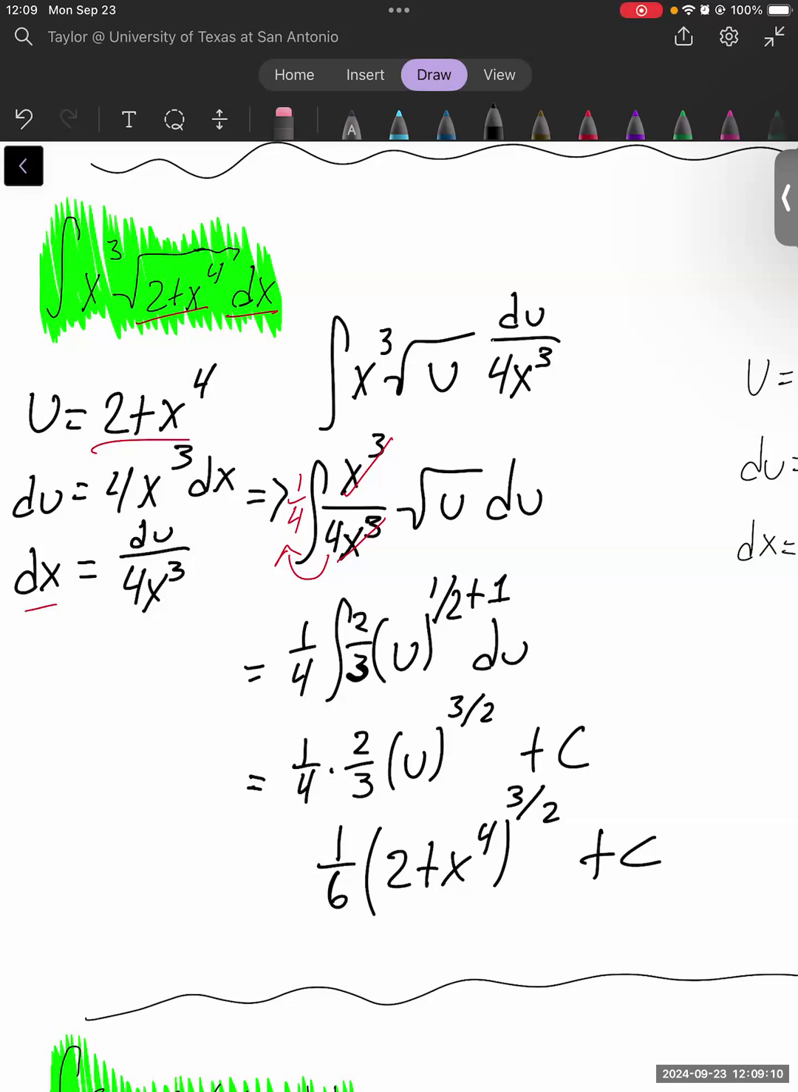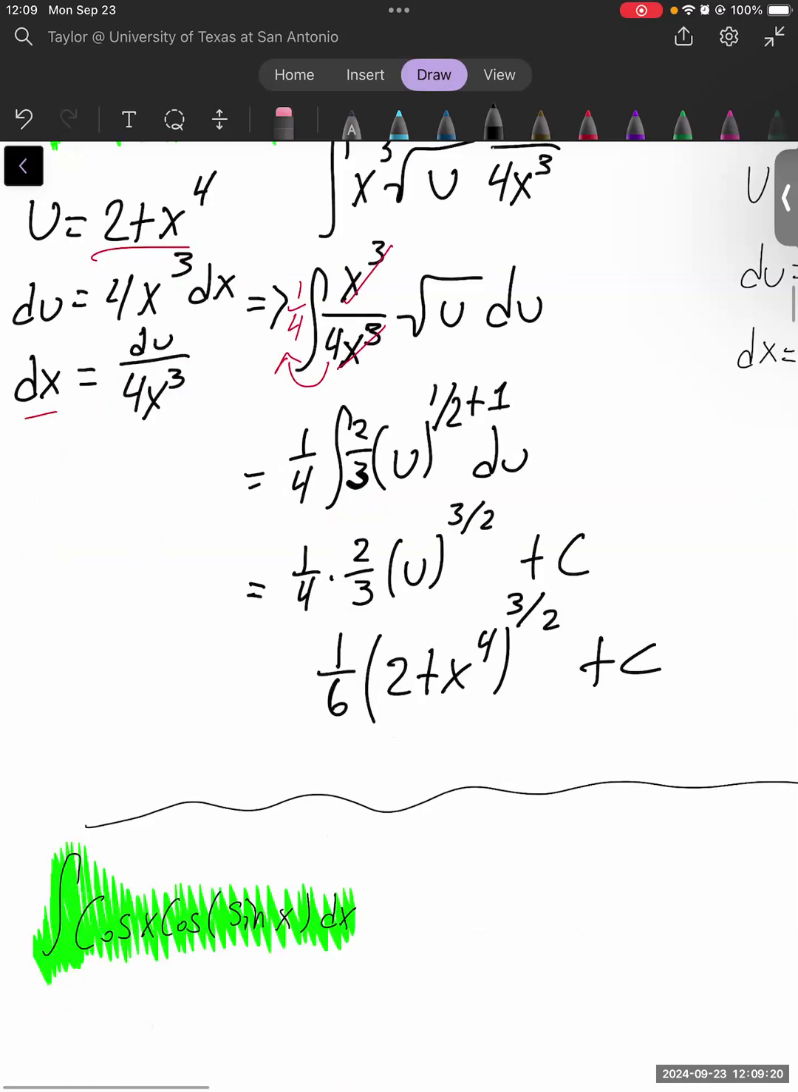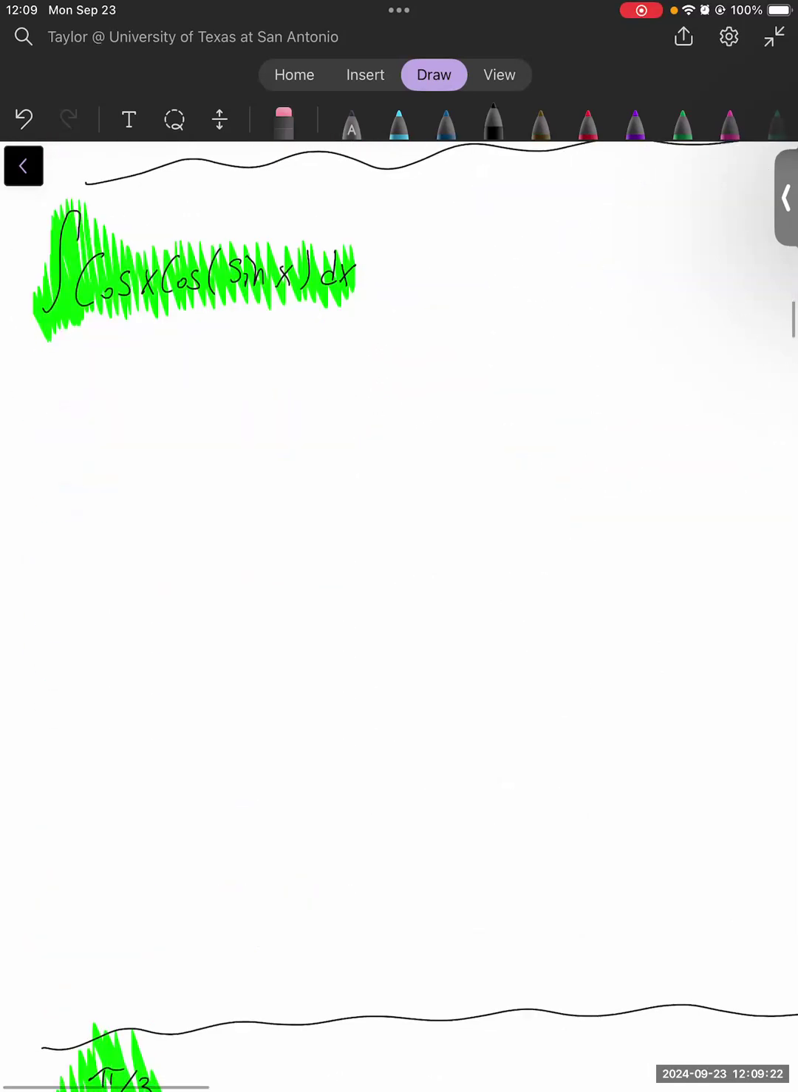Give me 1 second. My computer unfroze, so I'm going to hopefully get back onto my computer. All right, in the meantime, I'm going to go ahead and show you all this next problem.